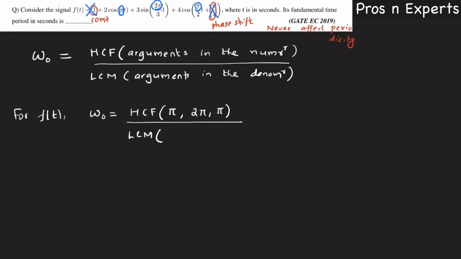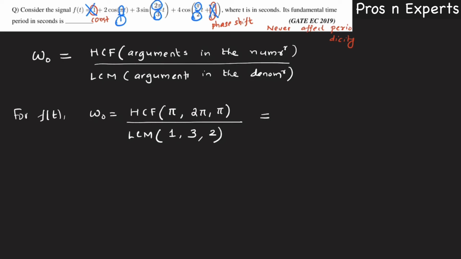Denominator means, in the first term, what is the denominator of the argument? It is 1, because this is actually pi by 1 into t, so I can write 1 here. For the second term, the denominator is 3, so I can write 3. And for the third term, the denominator is 2, so I can write 2 here. Now it's only a matter of finding the HCF and the LCM.